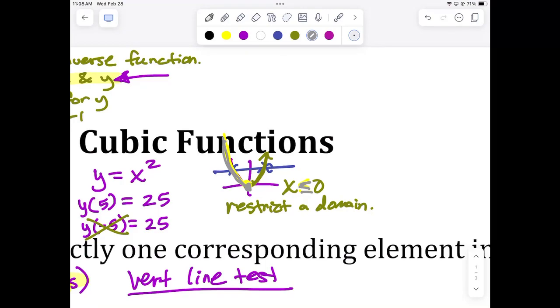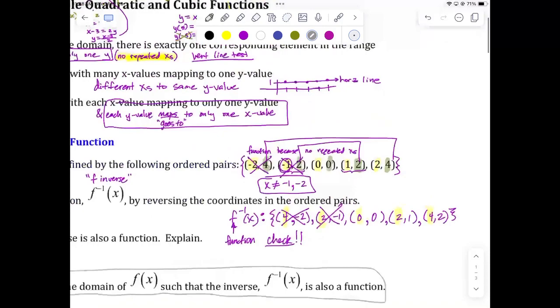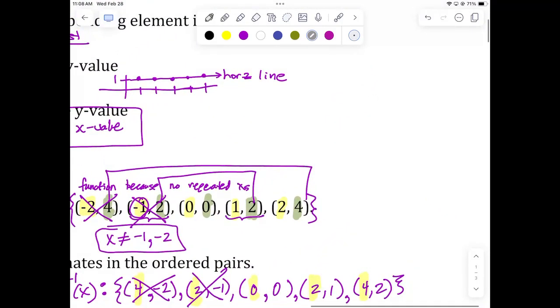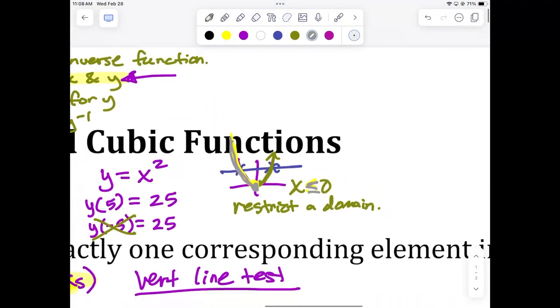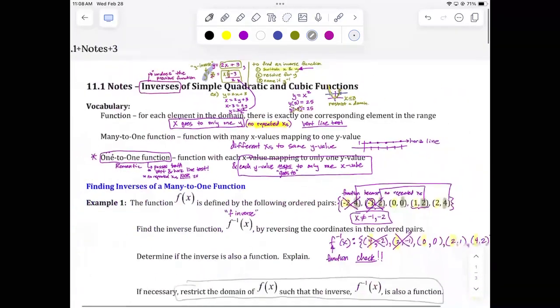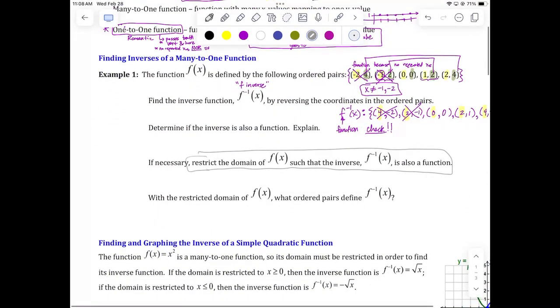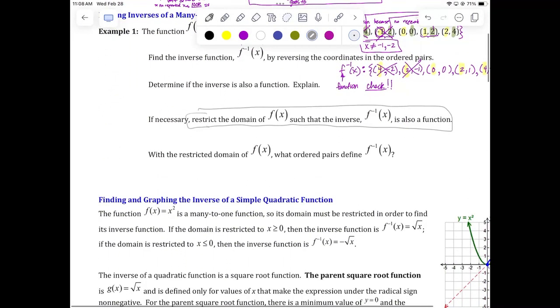The key is we have to make the numbers that are given have no repeated y values and no repeated x values. We have to make the graph that we're given pass the horizontal line test. So we have to get rid of one of the branches that makes the horizontal line test fail. Okay? All right. Let's go to the next example here.